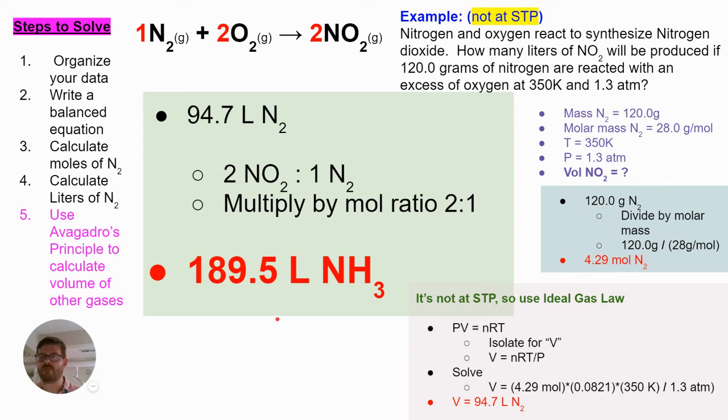This is based off of Avogadro's principle, which states that equal moles has equal volumes. So if we have 1 mole, we've got 1 volume. If we've got 2 moles, we've got 2 volumes. And that's exactly what we did here.